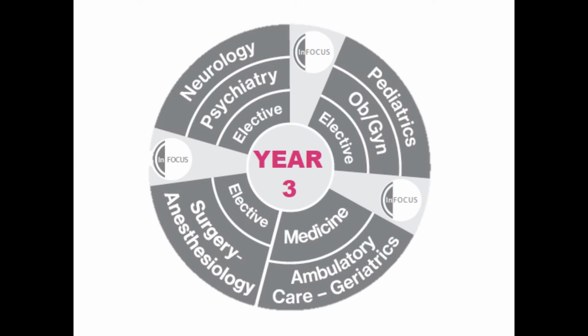Now, in terms of the third year, there are 4 modules. There's a D block, so-called, which is neurology, psychiatry, and elective. There's pediatrics, OBGYN, and elective. And then there's medicine, ambulatory care, geriatrics, and finally elective and surgery anesthesia. And as you can see, there are elective blocks embedded into each of these, with the exception of medicine, ambulatory care, geri, and then in-focus blocks flanking each of these. And the lottery will allow you to select the order and the locations of these clerkships.